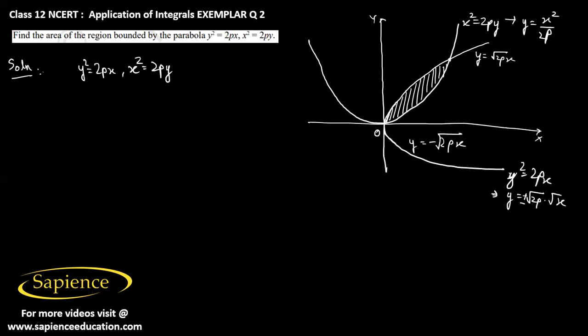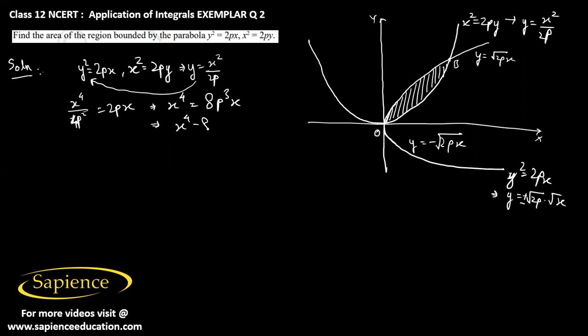Now we need to find the coordinates of this point B where the two curves intersect. How to find that? Simply we put the value of y, which we obtain from here, x square by 2p, in place of y here, and then solve for x. So that will be x power 4 by 4p square equals 2px. Now x power 4 equals 8p cube x. So x power 4 minus 8p cube x equals 0. Taking x common, that will be x times (x cube minus 8p cube) equals 0.